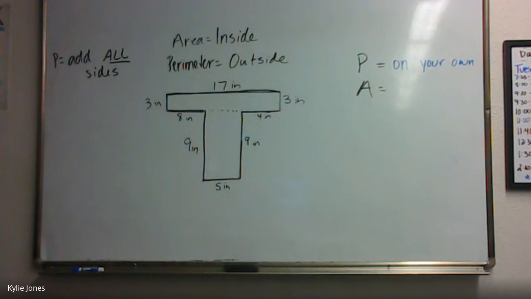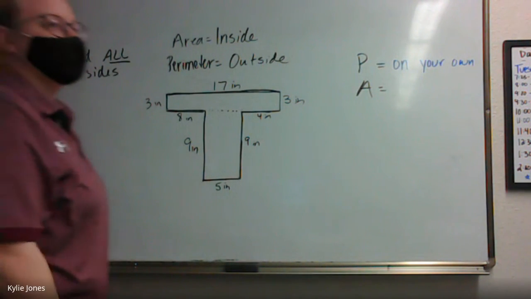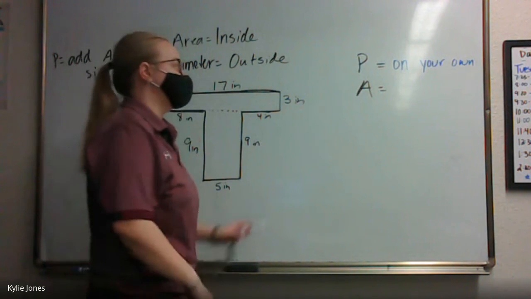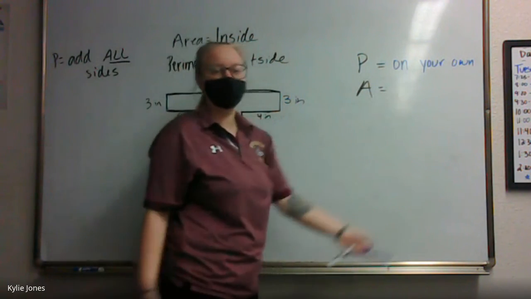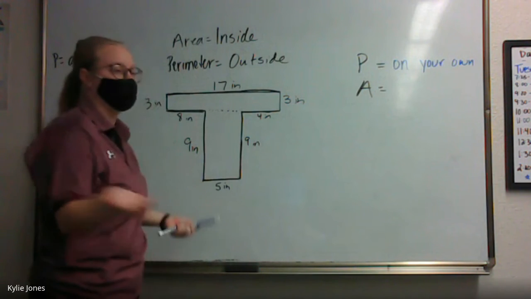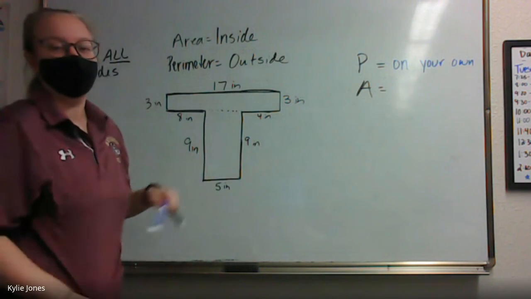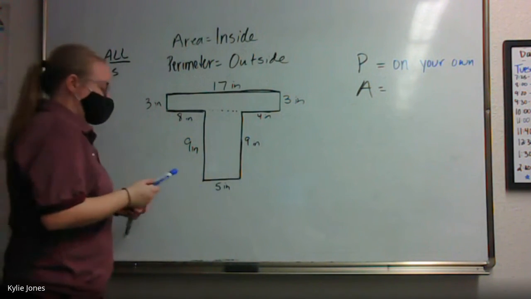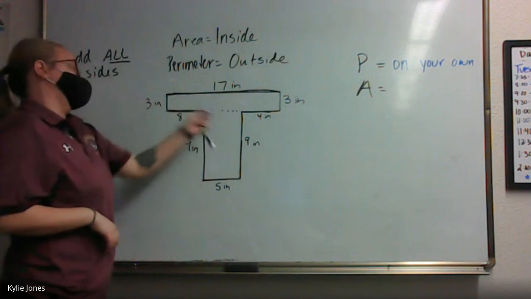Okay. So, by now I hope that you've done your addition. If you're still working on it, it's okay. Keep going. Finish your perimeter and just write it down somewhere so that you can put it on the Google form. Or go put it on the Google form. That works too. Okay? Now we need to find the area of this T shape.